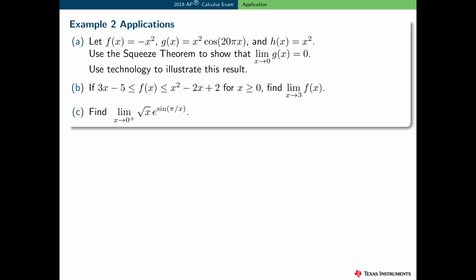Here are a few applications for you to try. In Part A, use the squeeze theorem to show that the limit as x goes to 0 of g of x is also equal to 0. And illustrate this result using technology. In Part B, use the given inequality to find a limit as x goes to 3 of f of x. And in Part C, it seems reasonable that the squeeze theorem also works with one-sided limits. So, try to find this limit.